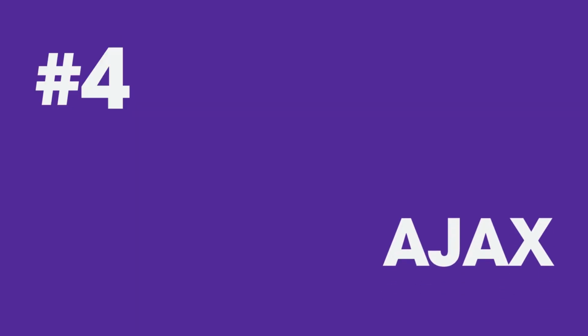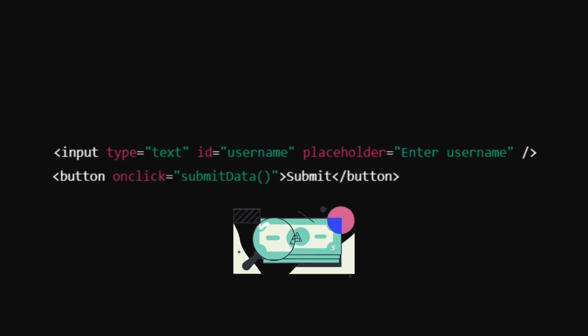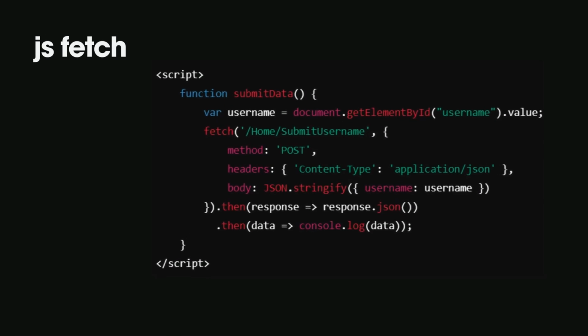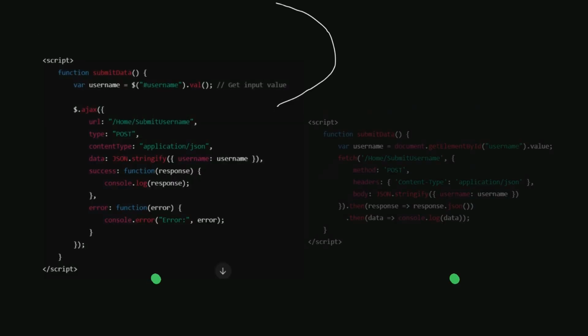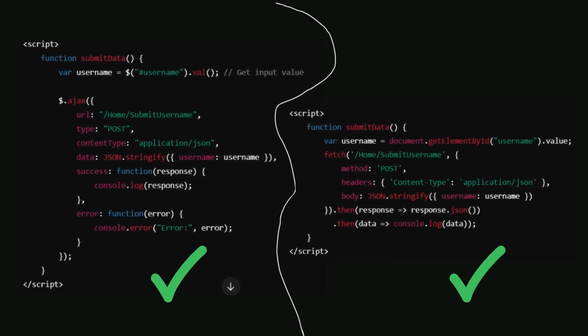Forms are great, but sometimes you don't want to reload the whole page. That's where AJAX comes in. For example, you have a username input field and want to check if the username is available without submitting the form. This is the AJAX method. And this is the JavaScript fetch method. Both will pass data to the home controller submit username method, but will not reload the page.